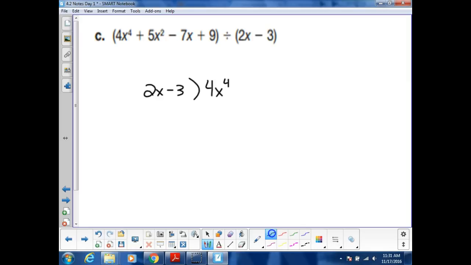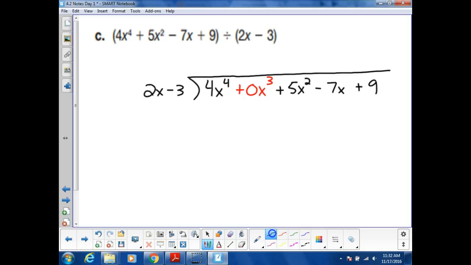No. We got to put a placeholder in there because we need to have all of our exponents represented. That's called a placeholder. So we need a 0x cubed in there. Then we can go to 5x squared, then 7x, then 9. We have to put that placeholder in right at the start. Otherwise we're going to get screwed up right away, because the first thing we're going to produce is an x cubed term, and we don't have one represented.